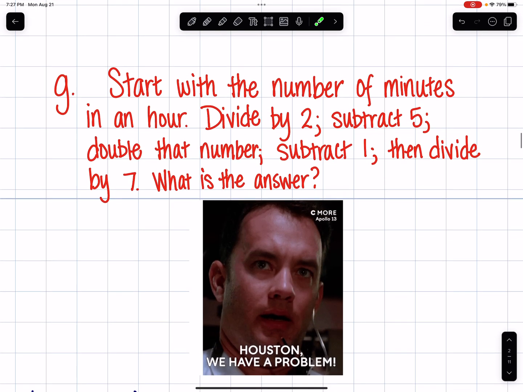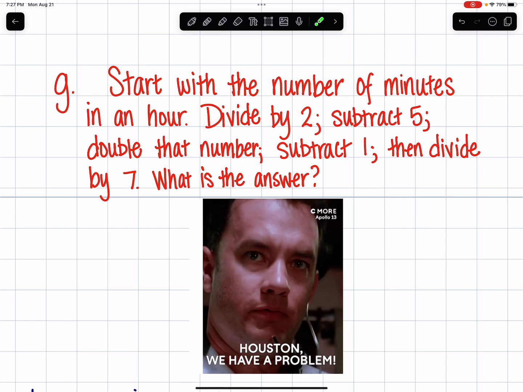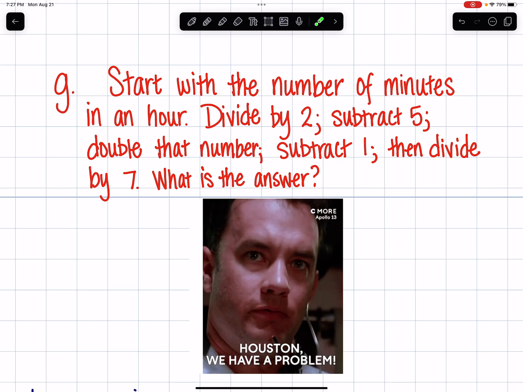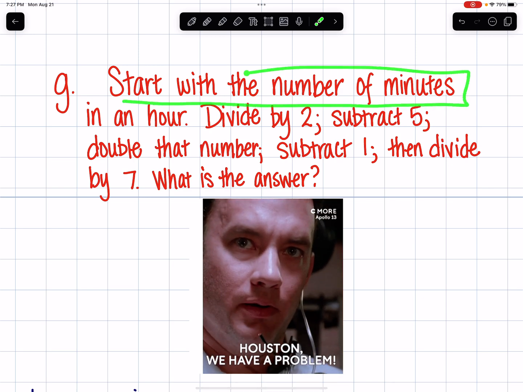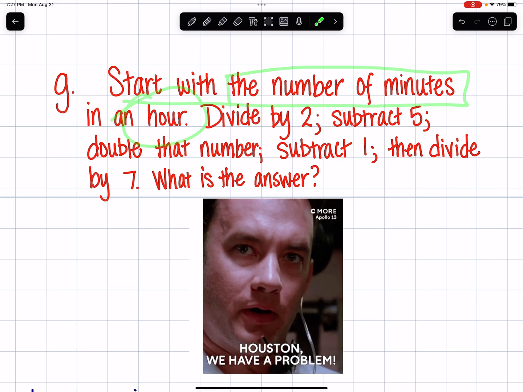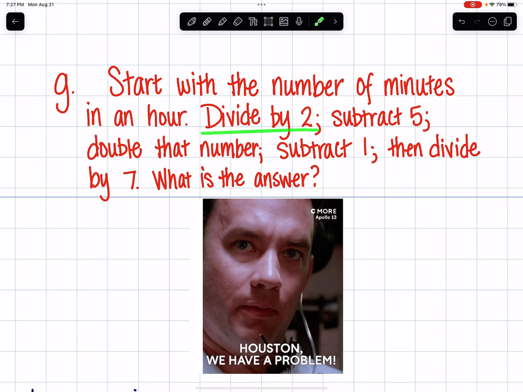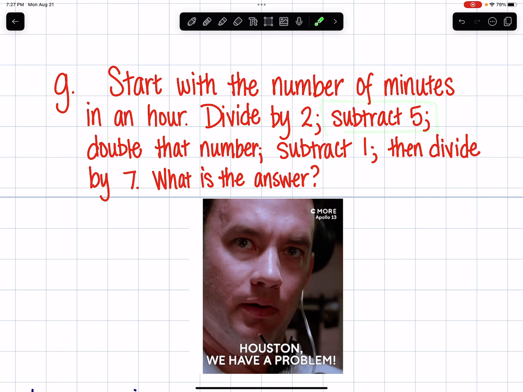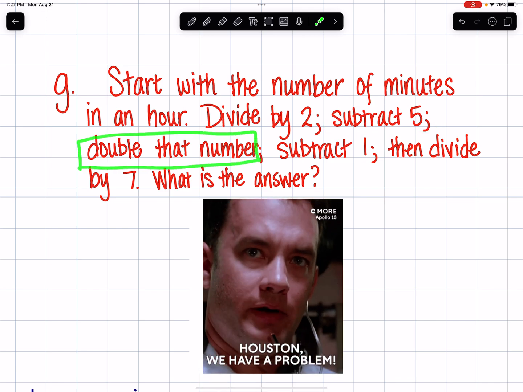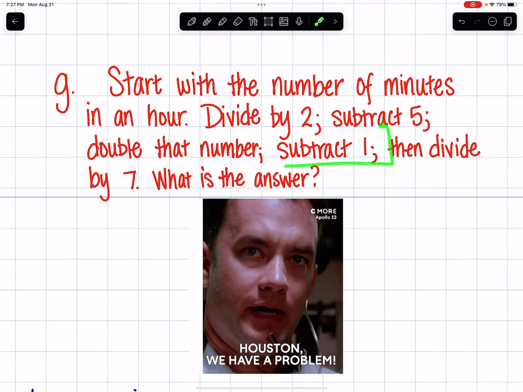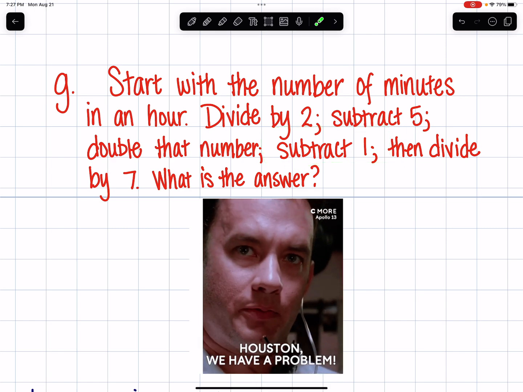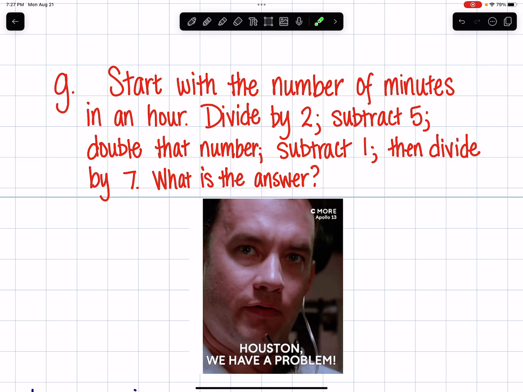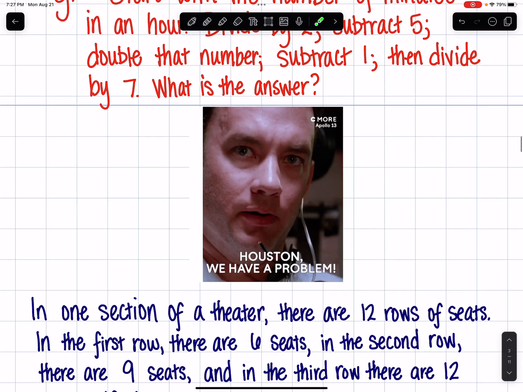All right, we're going to do another little problem here in your head. We're going to start with the number of minutes in an hour. Divide by 2. Then subtract 5. Double that number. Subtract 1. Then divide by 7. What is the answer? Okay, write your answer down. Hopefully you got that right.